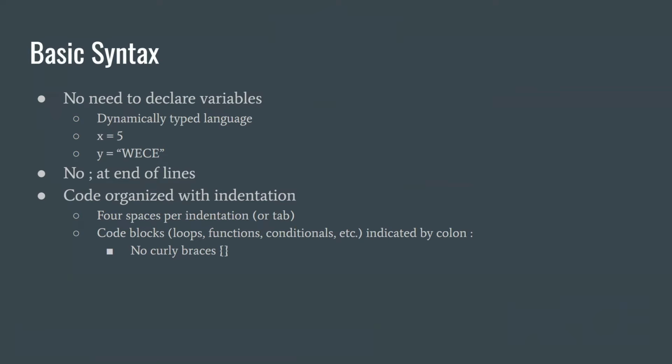So that's nice. Another thing is there's going to be no semicolons at the end of lines. We just separate statements by new lines, basically. And then in general, your code is going to be organized with indentation. So instead of having curly brackets separating big statements and blocks of code, everything's going to be dictated by indent. That's really important to keep in mind. Usually it's 4 spaces per indent or a tab. People have their opinions on that.